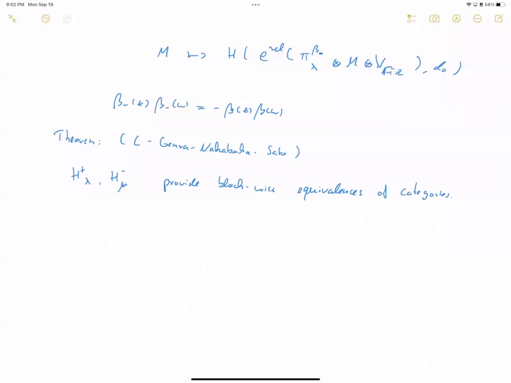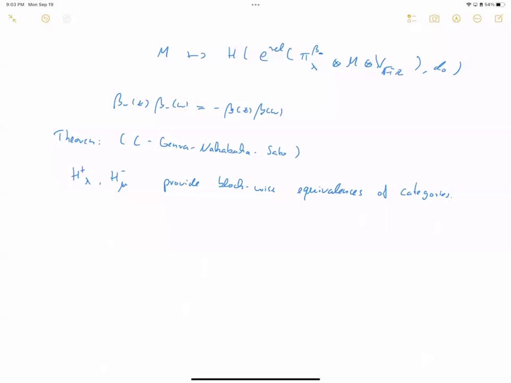Okay, that's actually nice. So the result is that the module category for L_k(sl_2) is the same as the N=1 super Virasoro module category, right? In some sense, it's a blockwise equivalence. They are not equivalent as abelian categories, but they have equivalent blocks.